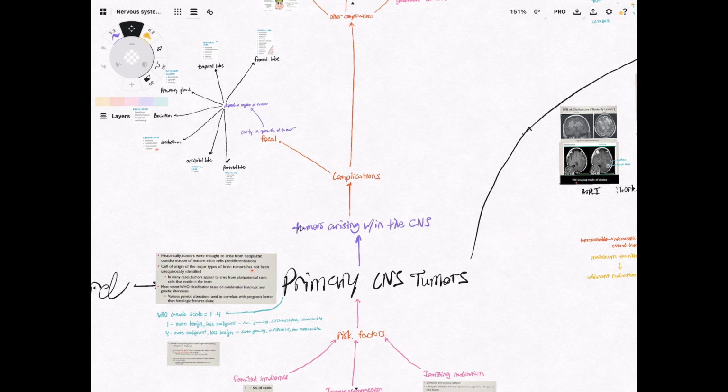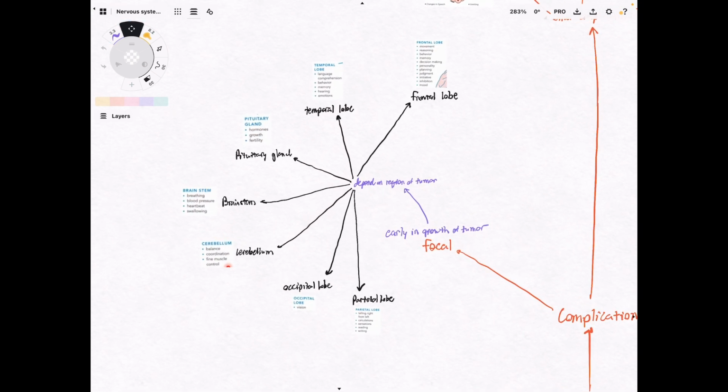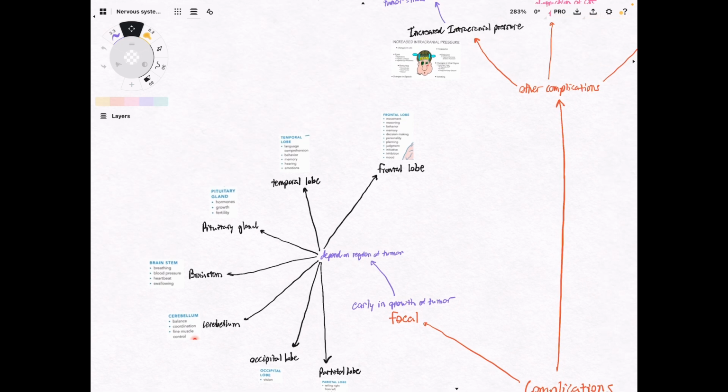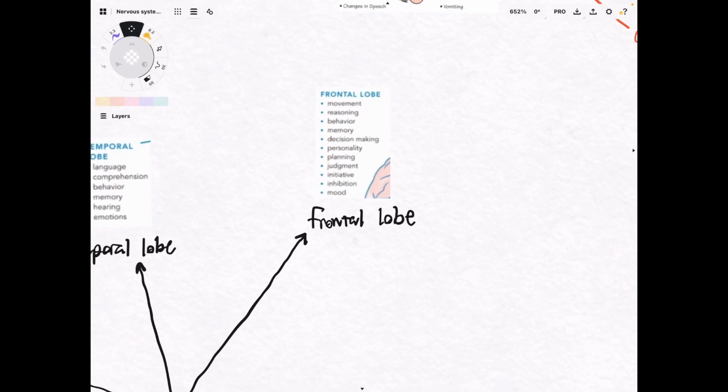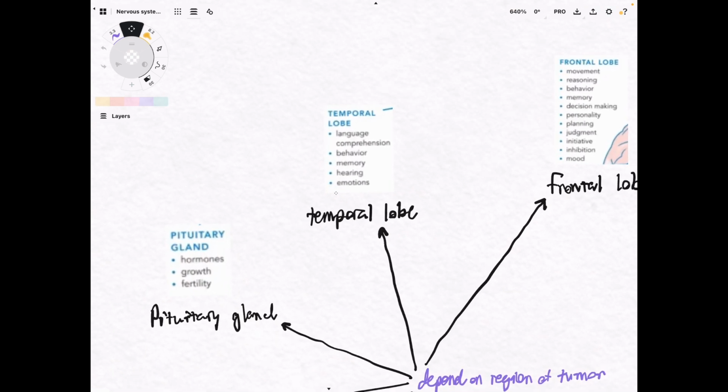I usually have pathophysiologies in blue, and the only pathophysiology you need to know is obviously these tumors are arising in the CNS. So let's look at the symptoms that you typically present with, depending on where it presents in the brain, as a focal lesion. So let's start here in the frontal lobe. And the frontal lobe, of course, is involved in personality, planning, judgment. So these are typically the symptoms that you would see if someone had a tumor in their frontal lobe disrupting its normal function.